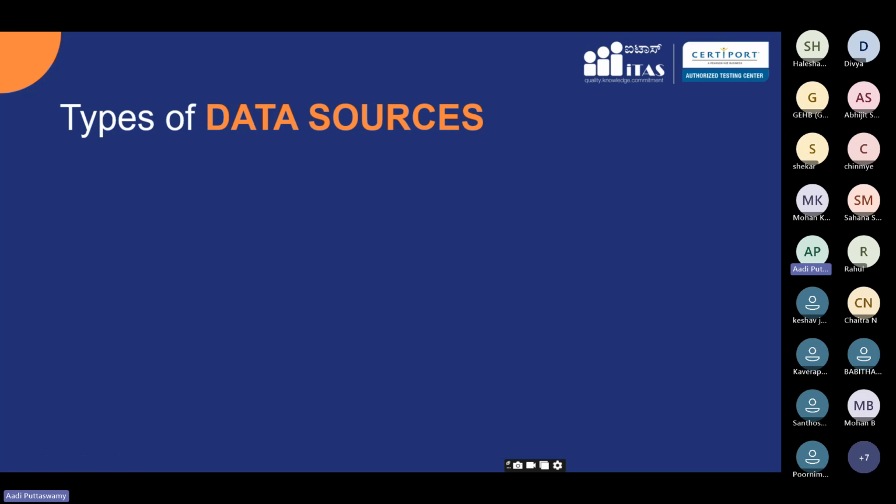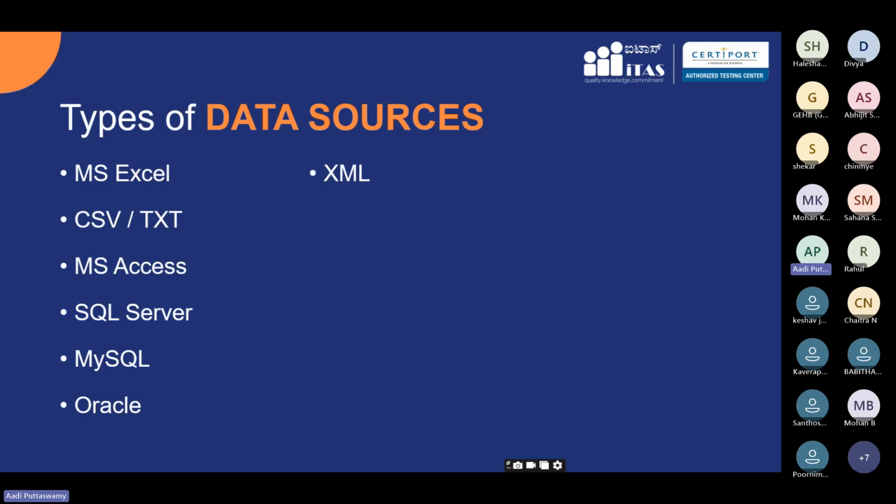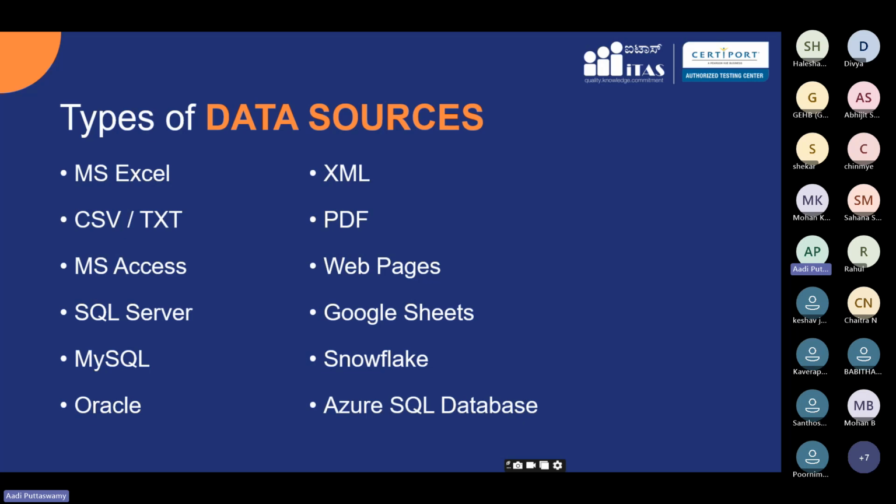These terminologies make us feel that it is something very advanced, but it is nothing. Say, data source. What is the source? I always prefer Excel, though it has a lot of limitations. Next, CSV and TXT. CSV is nothing but comma separated values, and TXT is nothing but Notepad. We can store the data in CSV and in Notepad. Next, we have MS Access, SQL Server, MySQL, Oracle, XML, PDF, web pages, Google Sheets, Snowflake, Azure.